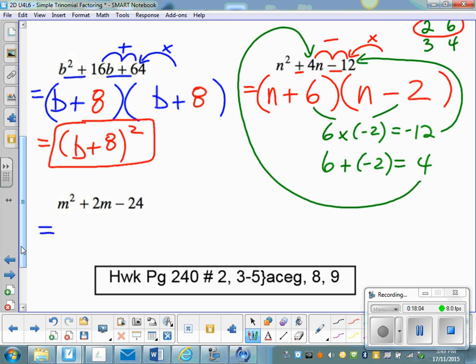So in this one here, put down my two brackets. This means that there are different signs in the brackets. So one is a plus, one is a minus. I need two numbers that multiply to give 24 and subtract to give 2. So two numbers that multiply to give 24 and subtract to give 2 are 6 and 4. We need 6 to be the positive, because it's got to be the bigger one.